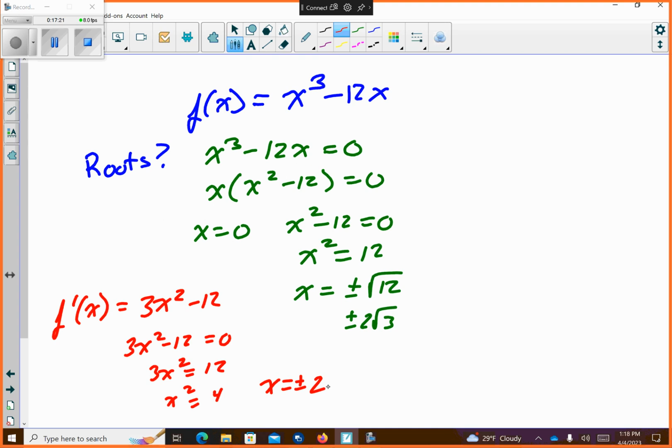Okay? I think we're okay. So intervals where it's increasing, intervals where it's decreasing. So we have an awful lot of information.